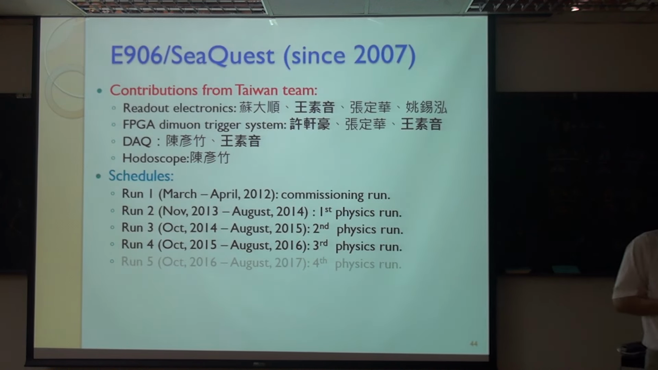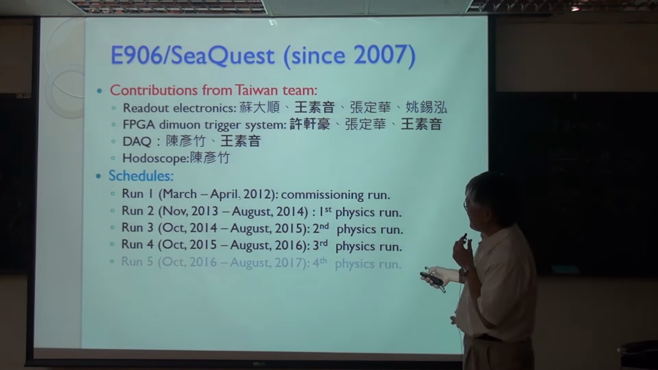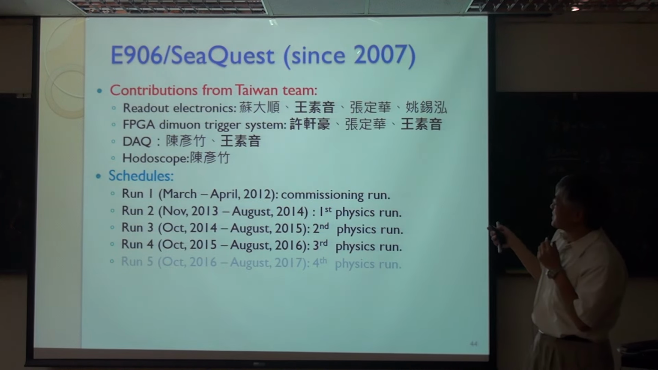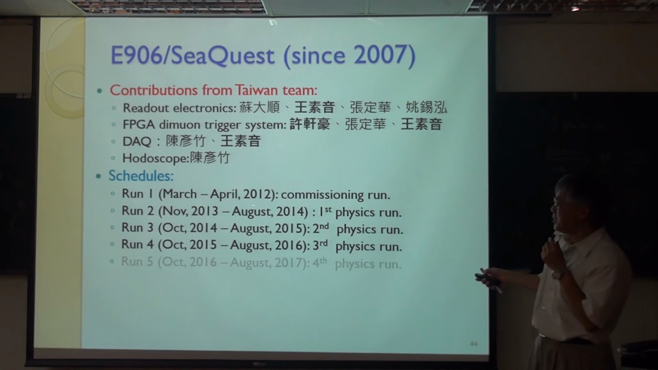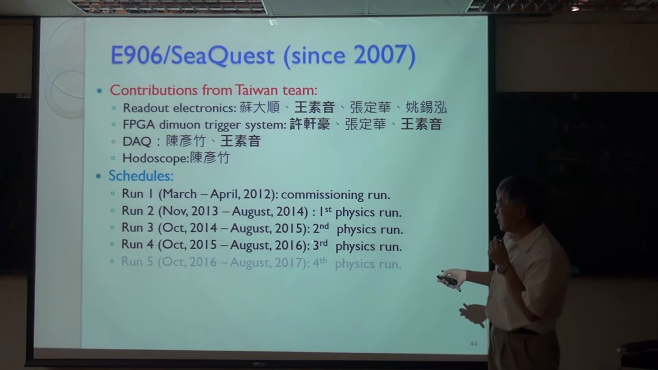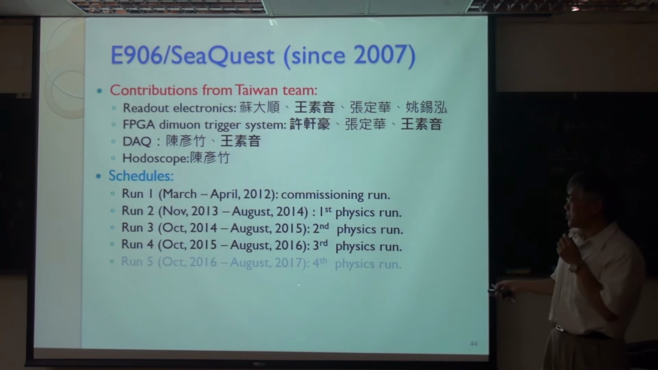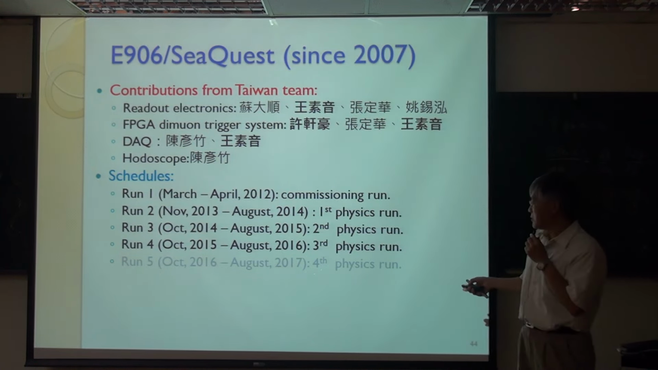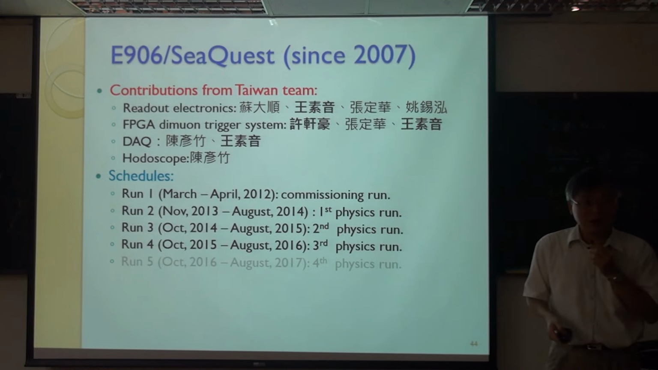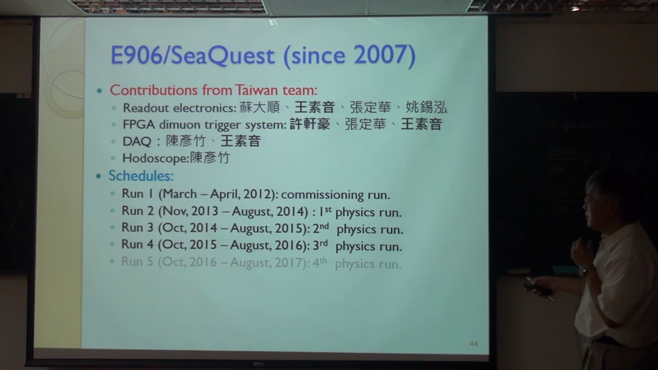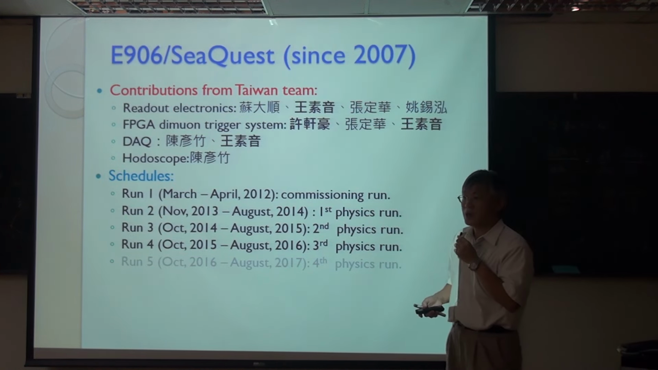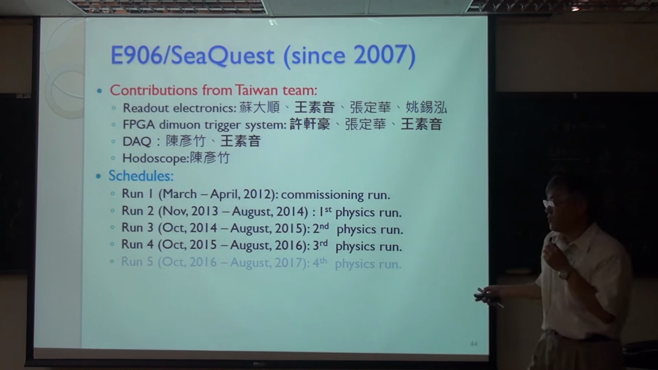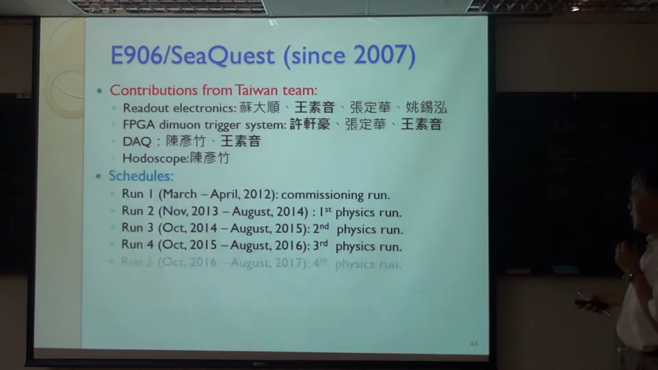So we started this project quite a while ago, almost 10 years ago. It takes a while to prepare. We were approved in 2007, but the commissioning run started not very long ago, in 2012. Then we went through 3 physics runs, and the final physics run will start this month and end next August. That is probably the whole beam time we can get from Fermilab, and it will probably conclude all the data taking.